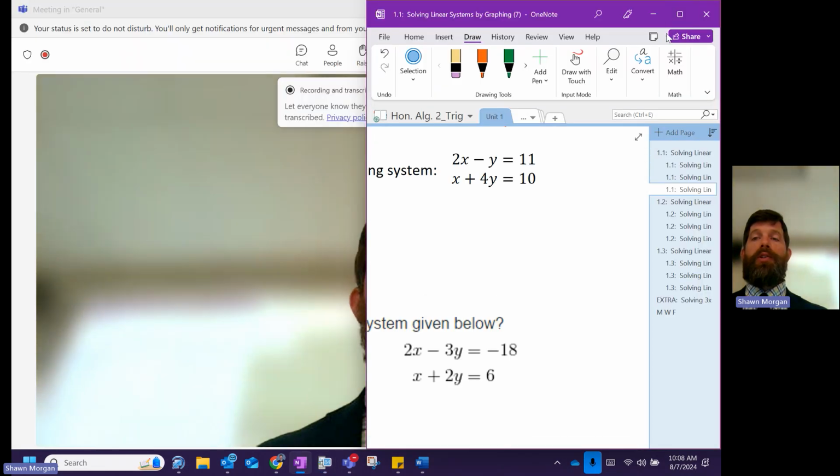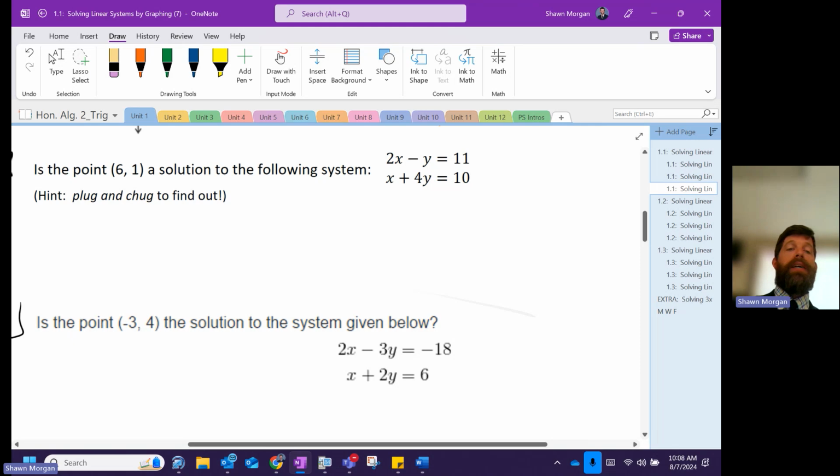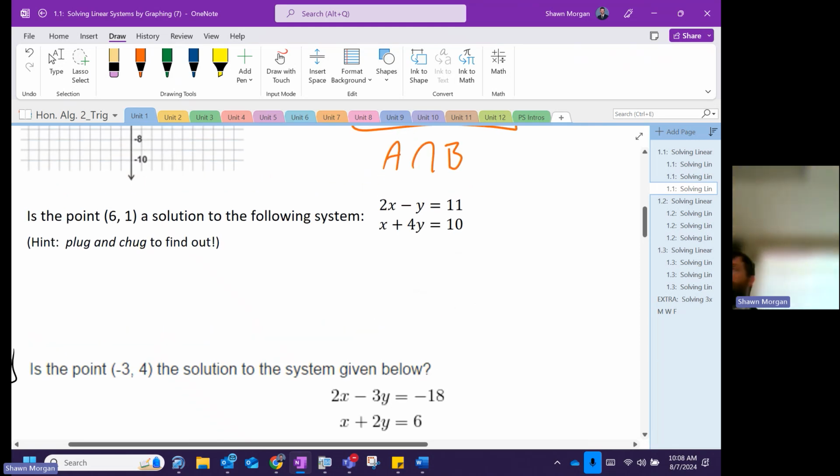Again, with regards to our example, it's much faster just to plug and chug, and you guys can plug and chug in your head. Also, Desmos would be helpful as far as graphing that out. You could plot both of those and see where they cross, and they would cross at 6.1.